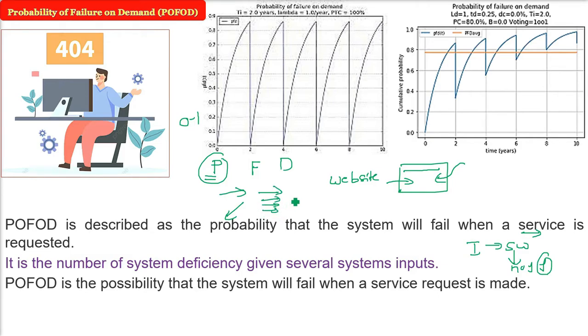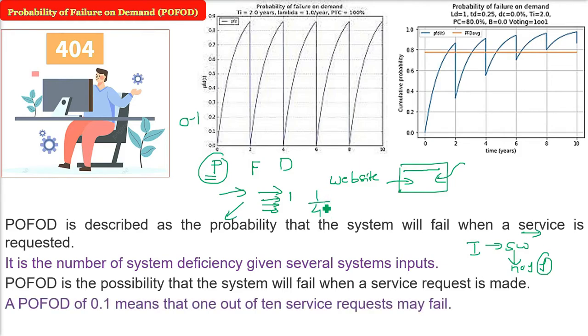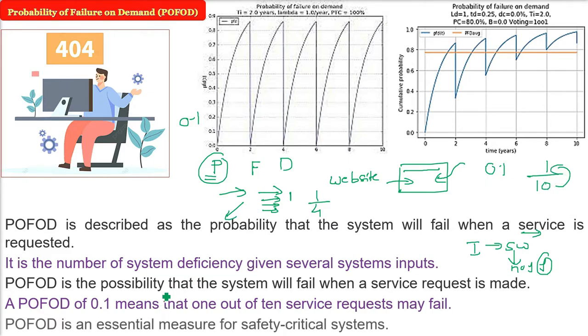For example, 4 times we asked, only 1 time it provided the service, so the failure probability is 3 by 4. I'll give you one more example. If POFOD is 0.1, what does it mean? It means 1 out of 10 service requests is likely to fail. So it is 1 by 10: for 10 events, one will fail. This is very important for systems where life is at stake. For safety critical systems, POFOD is essential.